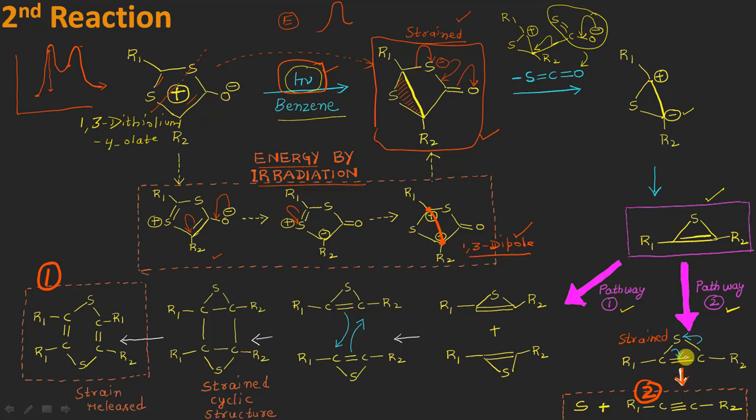In what way? We can see here that these electrons are shifting from here to here, giving a triple bond, and these electrons are shifting to the sulfur atom, resulting in the formation of elemental sulfur in this way, right? So by pathway 2, we have just shown how we will get this second product molecule starting from our mesoionic, which is 1,3-dithiolium 4-olate, by the reaction with H nu in the presence of benzene as the solvent, right?